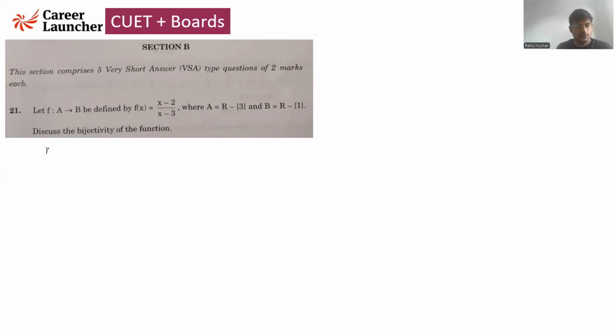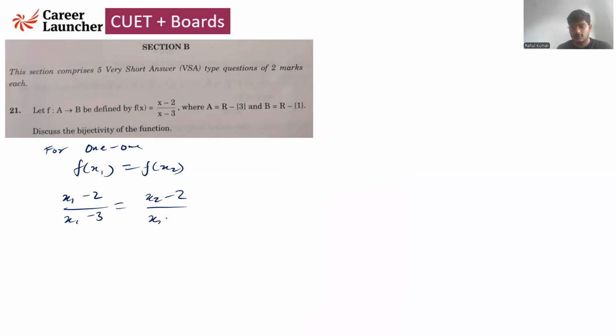So first, for one-one, what you will do? You will assume f of x1 is equal to f of x2, and then you need to prove that x1 is equal to x2. So what you will do? x1 minus 2 divided by x1 minus 3 is equal to x2 minus 2 divided by x2 minus 3. Now we will try to cross multiply and simplify this.